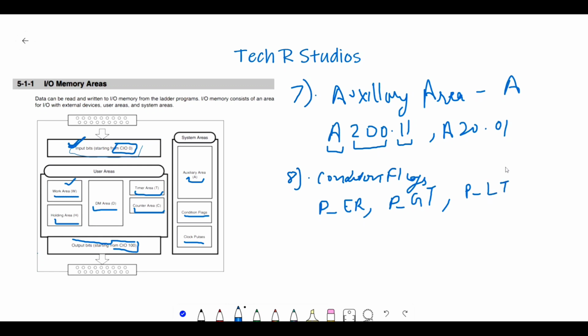And then there comes the 9th area, which is clock pulses. These are for generating pulses of a particular time unit, like say 1 second. It is P underscore 1 underscore second, P underscore 1 underscore minute for a 1 minute pulse, and so on.